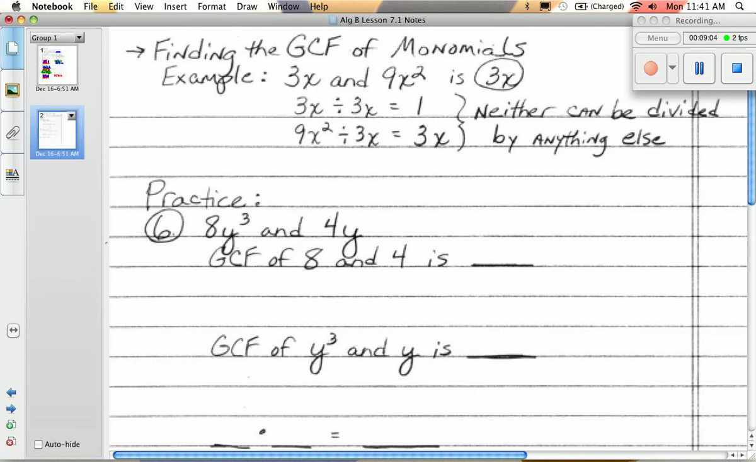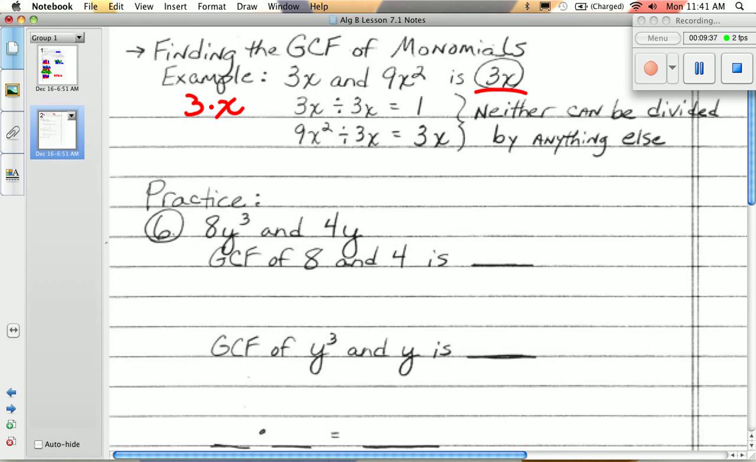Example, we have the monomial 3x and the monomial 9x squared, and I say that the GCF for those is 3x. In other words, the largest constant that I can divide out of the 3 and the 9 is 3, and the largest number of x's I can divide out of x and x squared is just x.